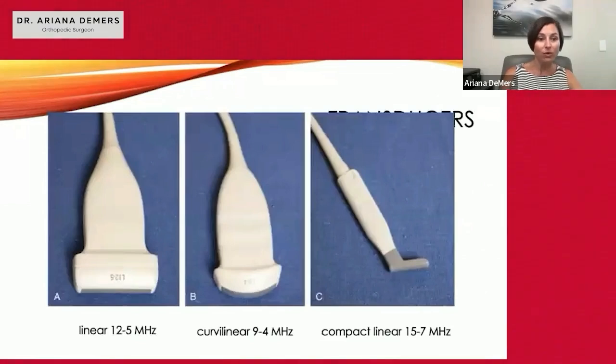So these are our probes. We have a linear probe in the 12 megahertz, a curvilinear probe at the 9 megahertz, and then a compact linear used for very small structures that you don't need depth at the 15 megahertz. So it'll improve the quality of the picture.